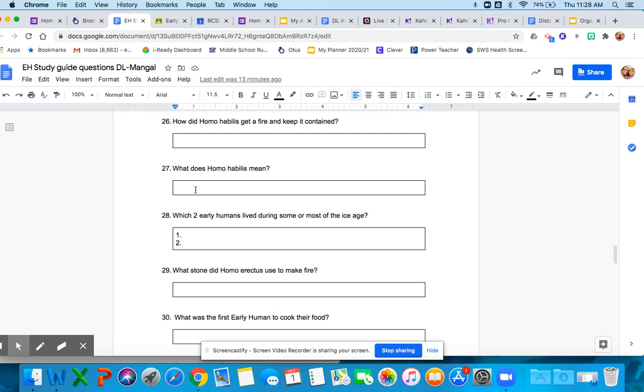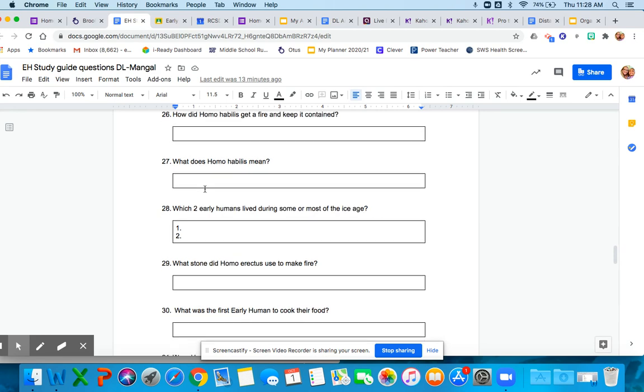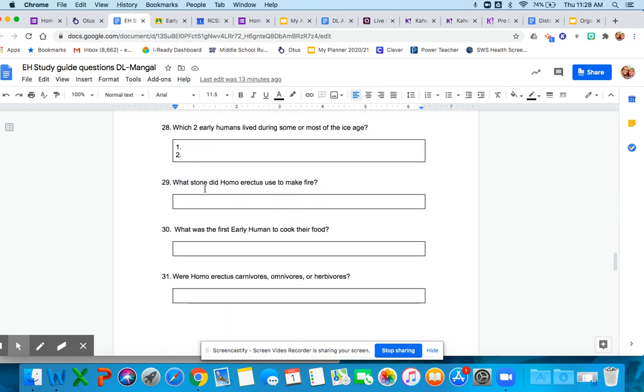So number 27, what does Homo habilis mean? It should say what is its nickname, and that would be the handyman. 28, what two early humans lived during some or most of the Ice Age? So that would be Homo erectus and the Neanderthals.